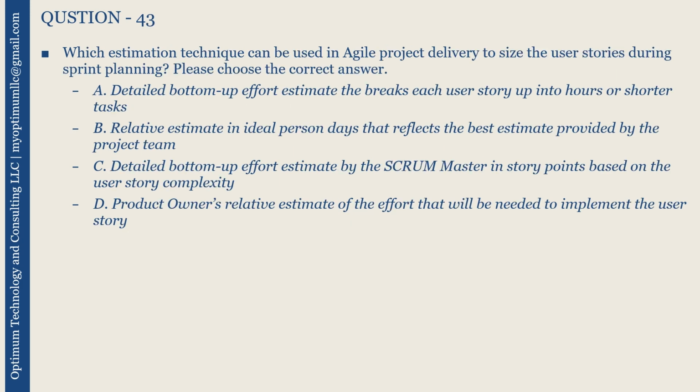Question 43. Which estimation technique can be used in Agile project delivery to size the user stories during sprint planning? Please choose the correct answer. A. Detailed bottom-up effort estimate that breaks each user story up into hours or shorter tasks. B. Relative estimate in ideal person days that reflects the best estimate provided by the project team. C. Detailed bottom-up effort estimate by the Scrum Master in story points based on the user story complexity. D. Product owner's relative estimate of the effort that will be needed to implement the user story.